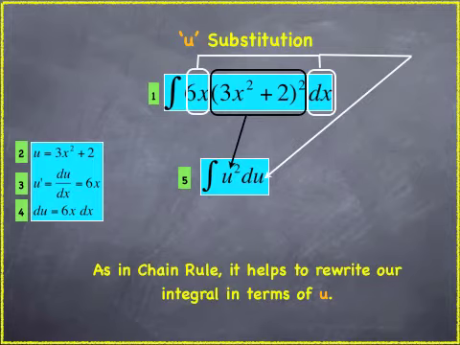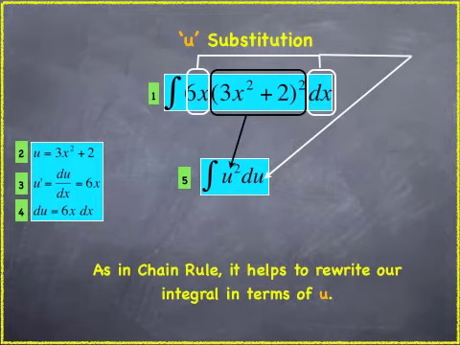Just like in chain rule, I like to tell my students to identify what u is and make a substitution. So in this case, I like to use what's in the parentheses. So 3x squared plus 2 is a good choice for u. And if you go to item 2, that's what we've selected. So u is 3x squared plus 2. And just as in chain rule, we want to take the derivative of that. So in item 3, u prime is equal to 6x.